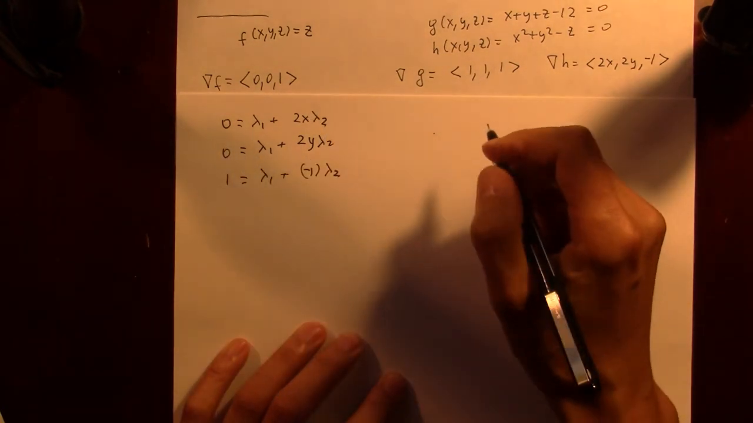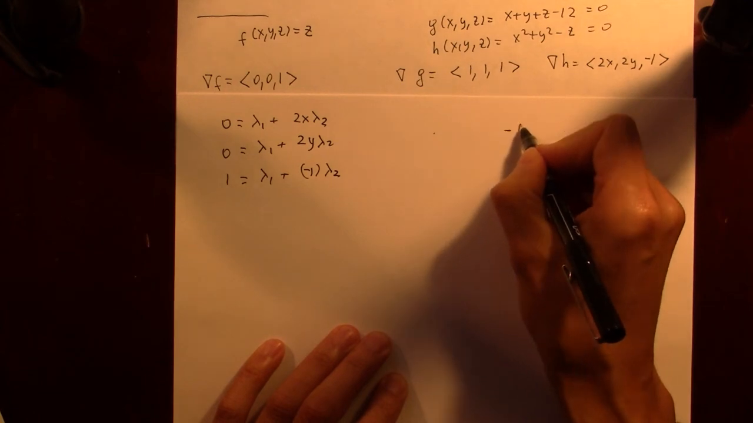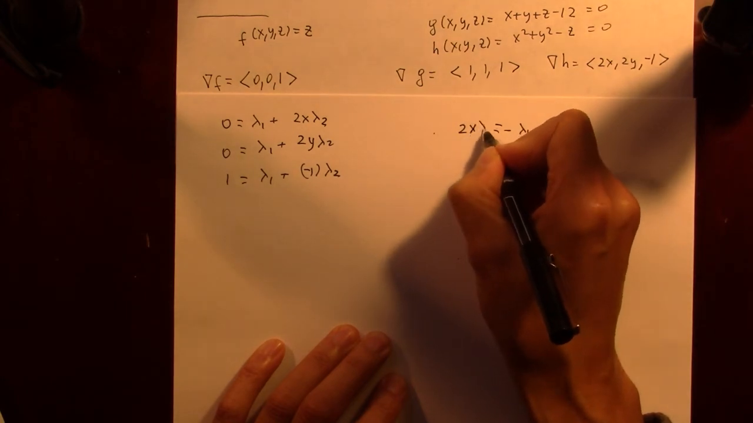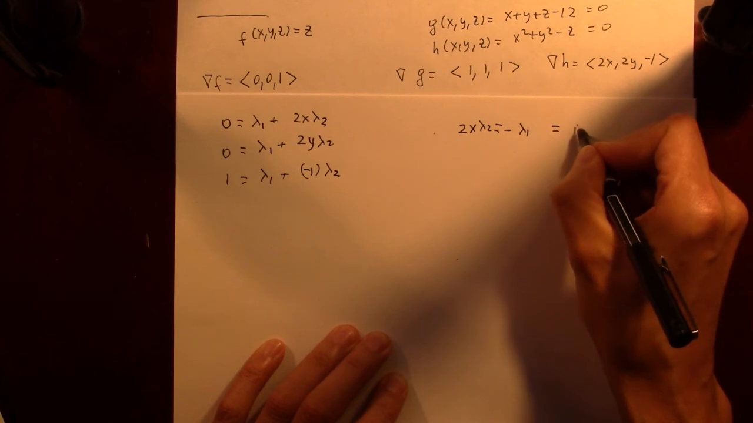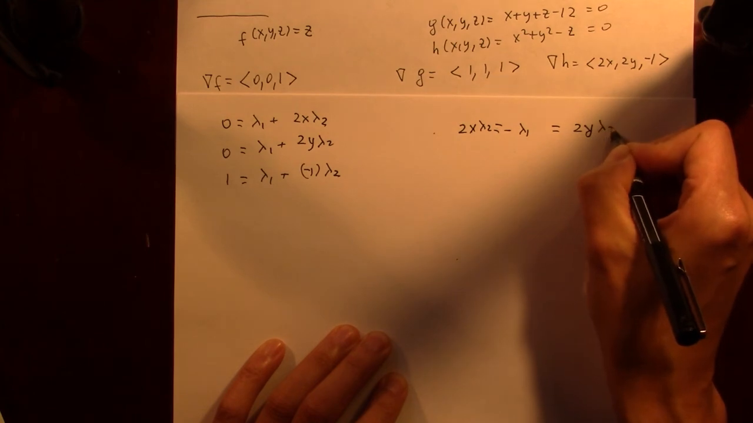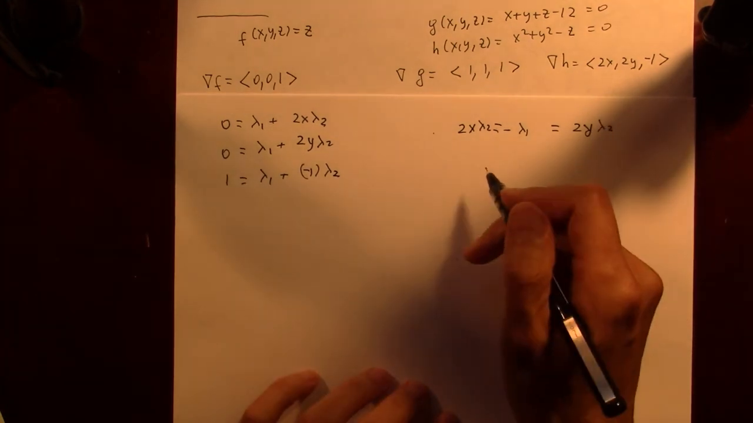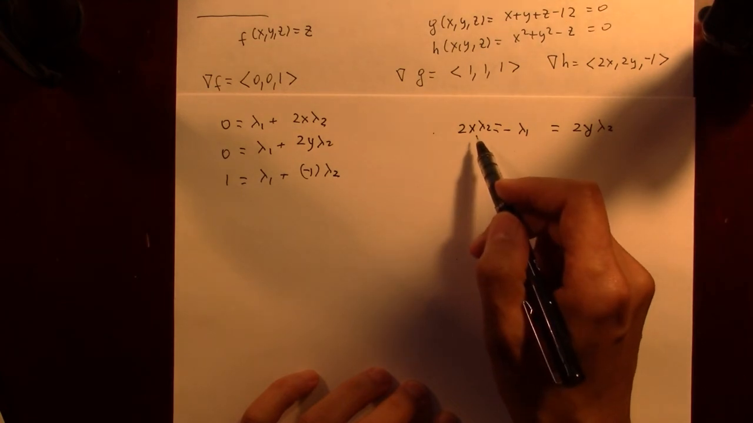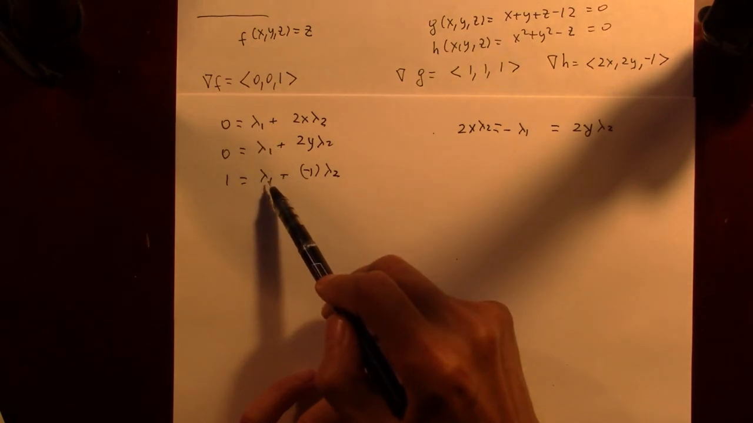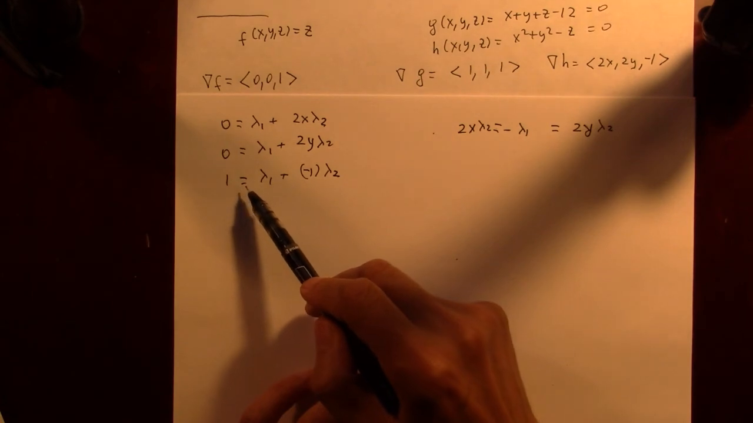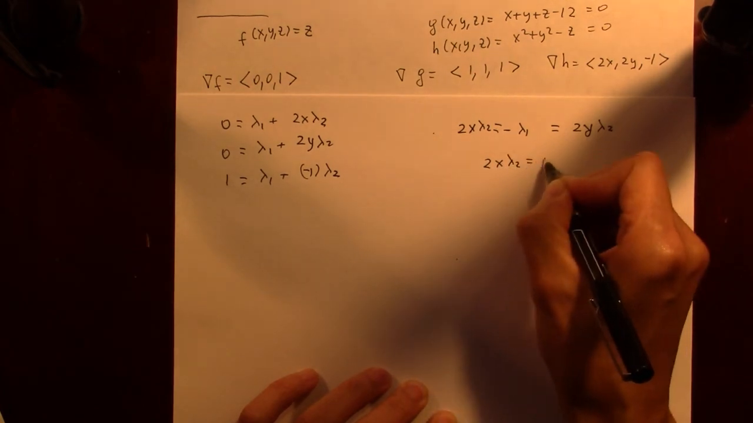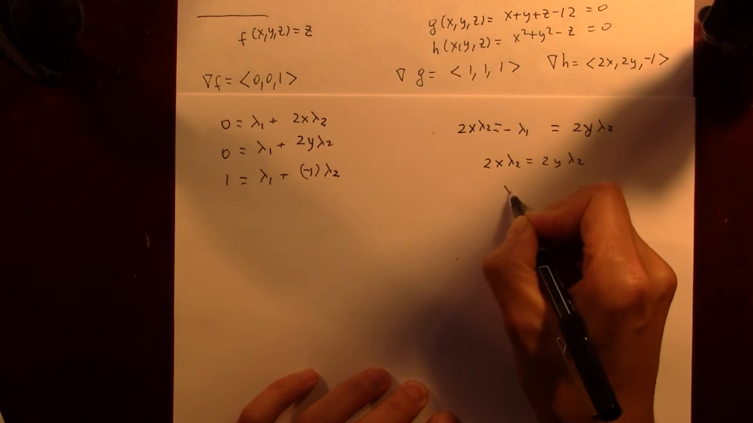From the first two equations, we can get negative lambda 1 equals 2x lambda 2, and from the second one we're going to get negative lambda 1 equals 2y lambda 2. Notice that lambda 2 cannot be equal to 0, because if lambda 2 equals 0, that implies that lambda 1 equals 0. But that will contradict the third equation, where 1 equals lambda 1 minus lambda 2. So lambda 2 cannot equal 0. So what we get is 2x times lambda 2 equals 2y times lambda 2. So we get x equals y from here.